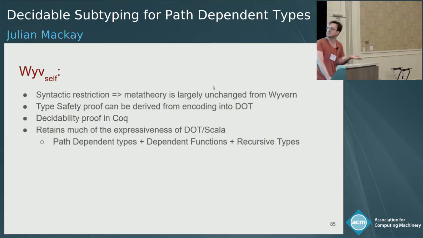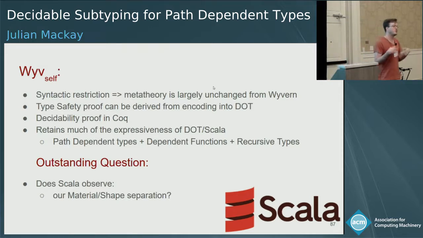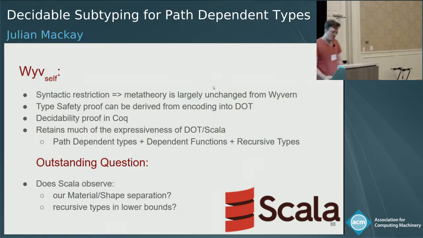But finally, there are still some questions. If we look at Scala, which is the closest analog to Wyvern, does Scala observe the material shape separation? Do Scala programs observe the material shape separation in the same way that Java programs had this latent observation, right? And secondly, we've added this extra aspect to the material shape separation. How do actual Scala programmers use recursive types? Do they use them in the lower bounds? And what are the sorts of programs we would be excluding by adding such a restriction? So that concludes. Thank you.